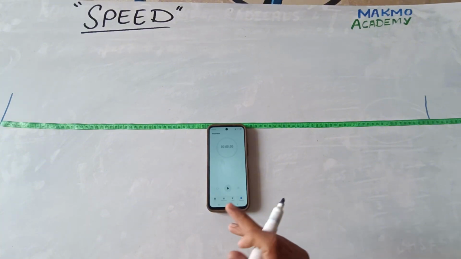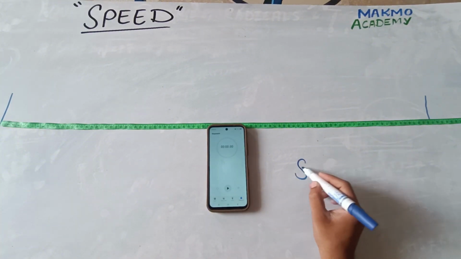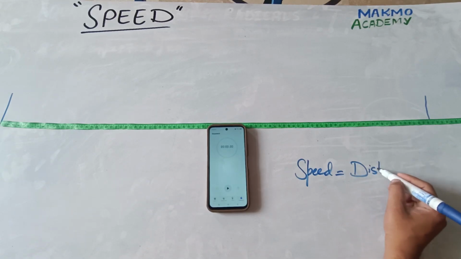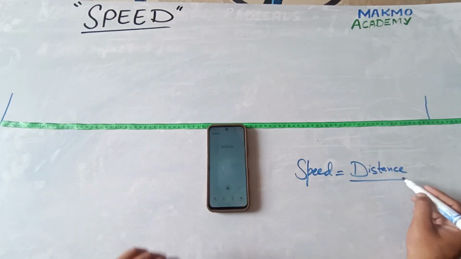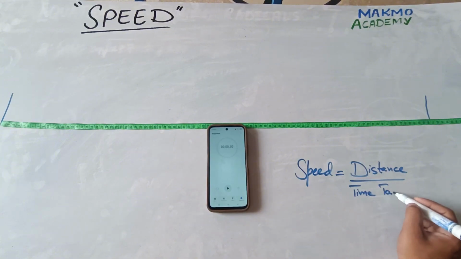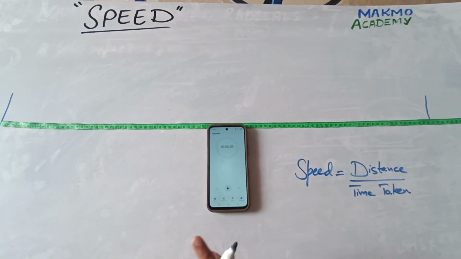So what is speed and how to find out speed, we will learn in this video. First of all, we must know that the formula of speed is equal to distance covered divided by time taken. Means how much distance is covered in how much time, that is referred to as speed.